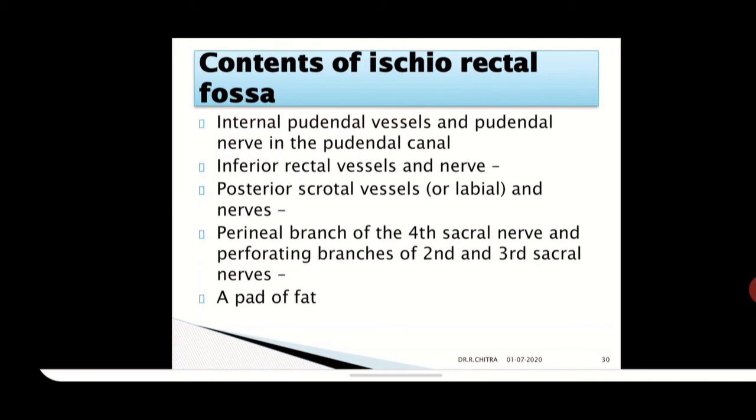Lastly, contents of the ischiorectal fossa: internal pudendal vessels and pudendal nerve in the pudendal canal, and apart from this, the inferior rectal nerves. They have to pass through this fossa to reach the rectum and anal canal. And also the posterior scrotal or labial vessels and nerves, the perineal branch of the fourth sacral nerve and perforating branches of the second and third sacral nerves, and a pad of fat.